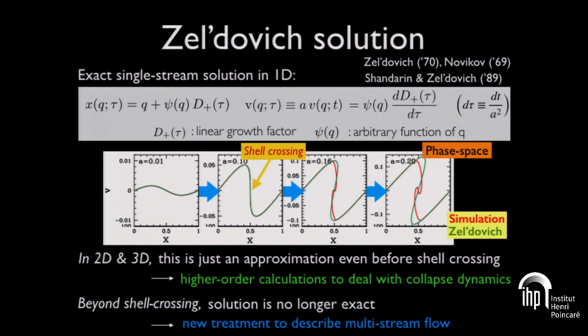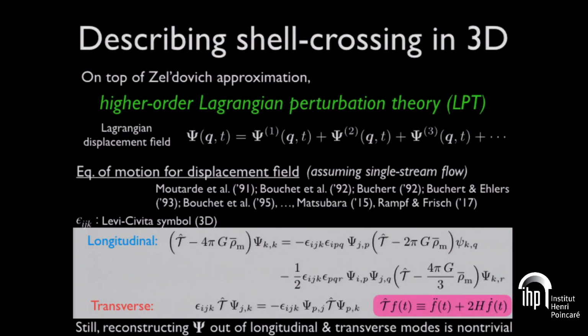So we need to go to higher order to describe the motion of mass element in the deep nonlinear regime. So this is the main topic which we are now going to talk about. First, let me focus on how to describe the shell crossing in 3D by developing higher order Lagrangian perturbation theory. Again, we just solve the equation of motion of mass element by expanding the displacement field. So this is the Lagrangian perturbation theory.